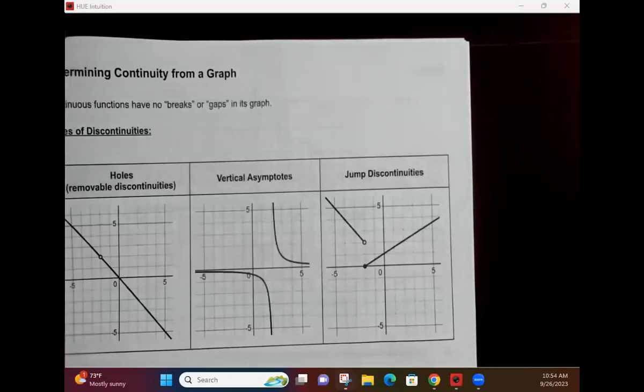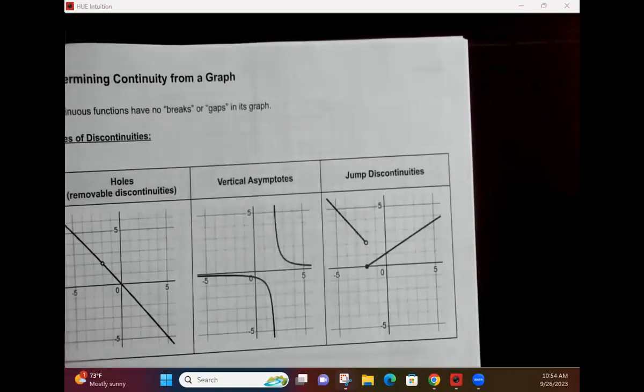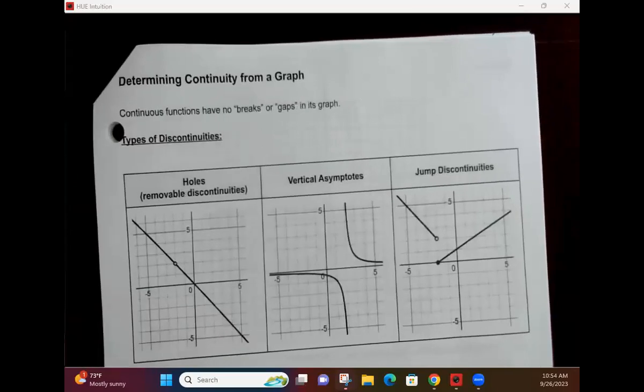So today we're going to talk about discontinuities. We talked about domain last time. Discontinuities are things that could potentially impact the domain of our functions. We're going to talk about them. We have three types that we're going to consider. One of them is called a hole or a removable discontinuity, but we'll use hole.